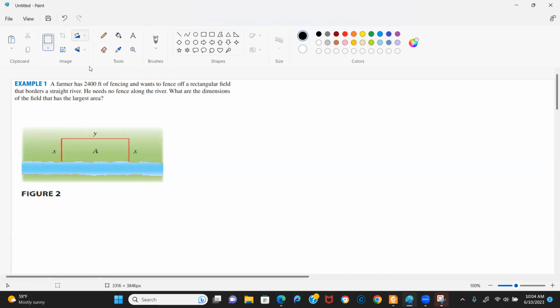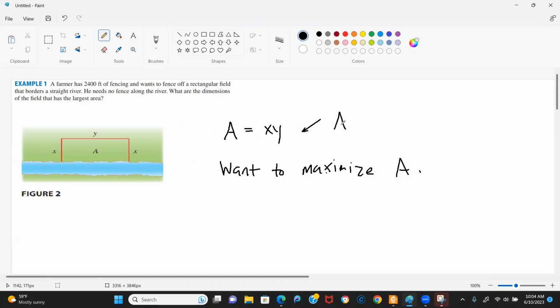We have a couple of constraints, so first let's write down what these are. First of all, what we want is to maximize the area. That's the problem, right? We want to find the largest area. What are the x and y that ensure that we have the largest area? Well, we have a dependence upon them: A is equal to x times y. So we want to maximize the area.